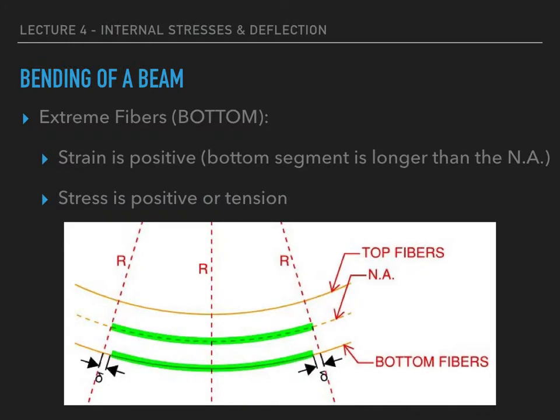If we do the same thing to the bottom fibers, you can see that the bottom fibers are actually longer than the neutral axis. So we're elongating them or stretching them and causing a positive stress, or tension, in the bottom fibers. So when we bend something, there's a neutral axis that stays exactly the same. No positive or negative stress, no positive or negative strain. Top fibers get shorter, bottom fibers get longer. That's what causes the stress.